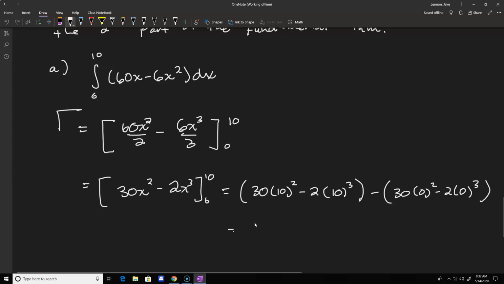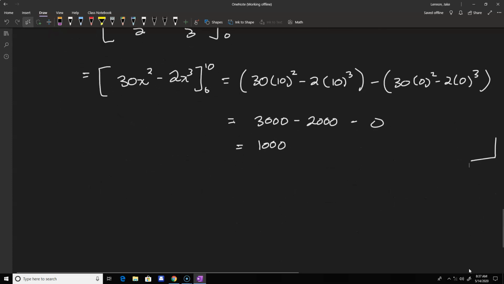So what do we end up with there? We have 30 times 100, which is 3,000, and then you have 2 times 1,000, which is 2,000, and then we have minus 0 from that stuff. So our answer to the first part is just 1,000. And that is example A. Again, we are dealing with a polynomial, so we don't have to worry about any continuity issues for that example. Let's go ahead and look at another.